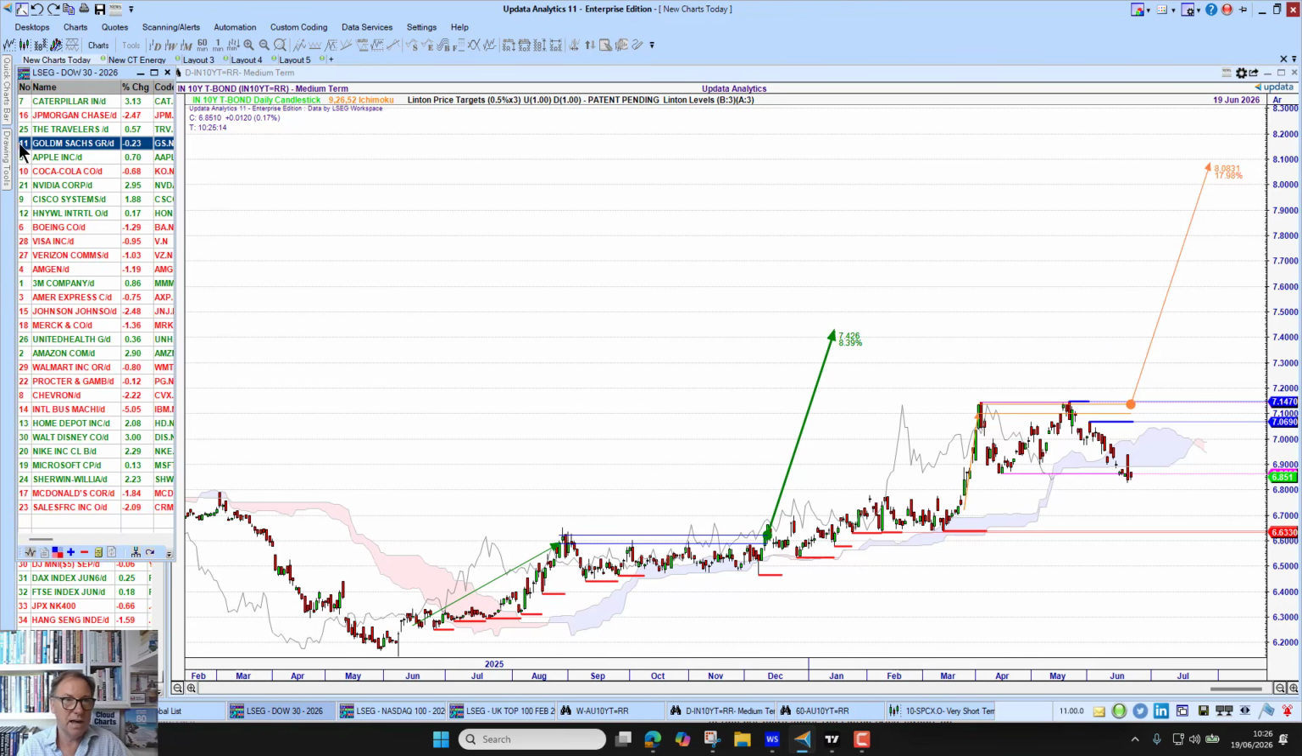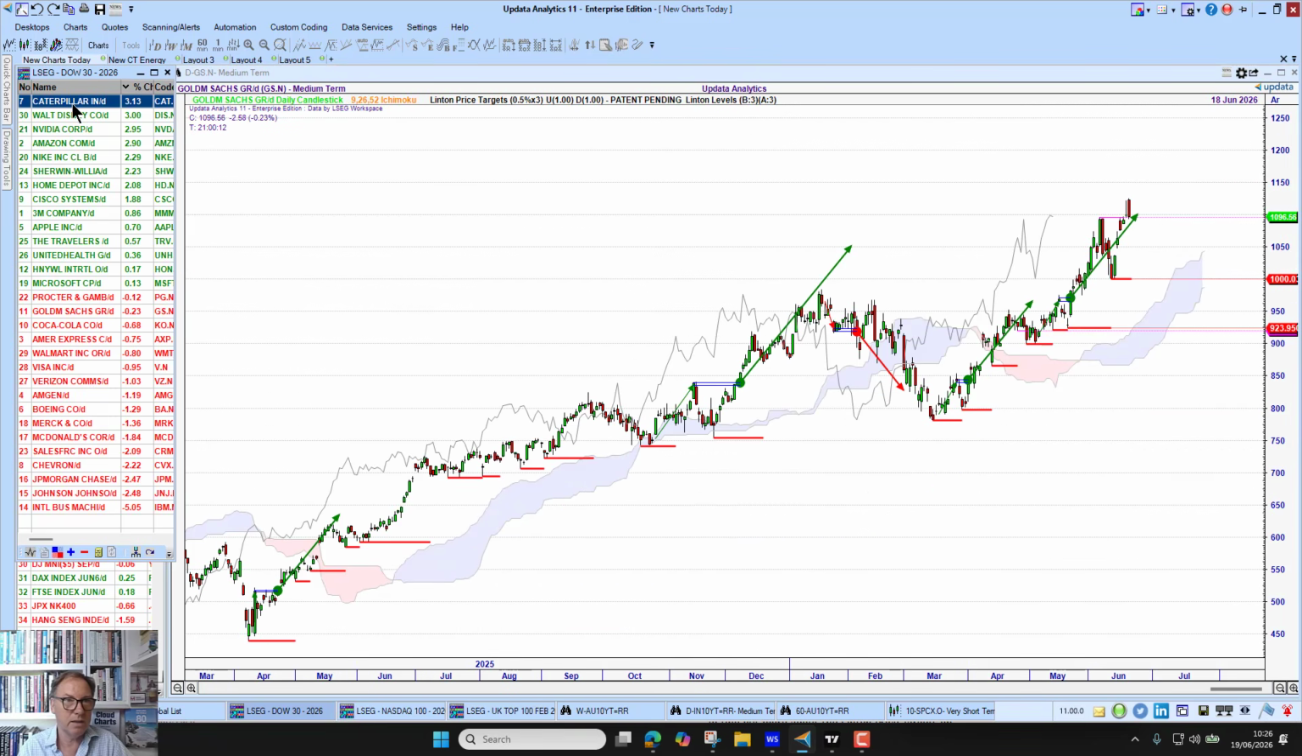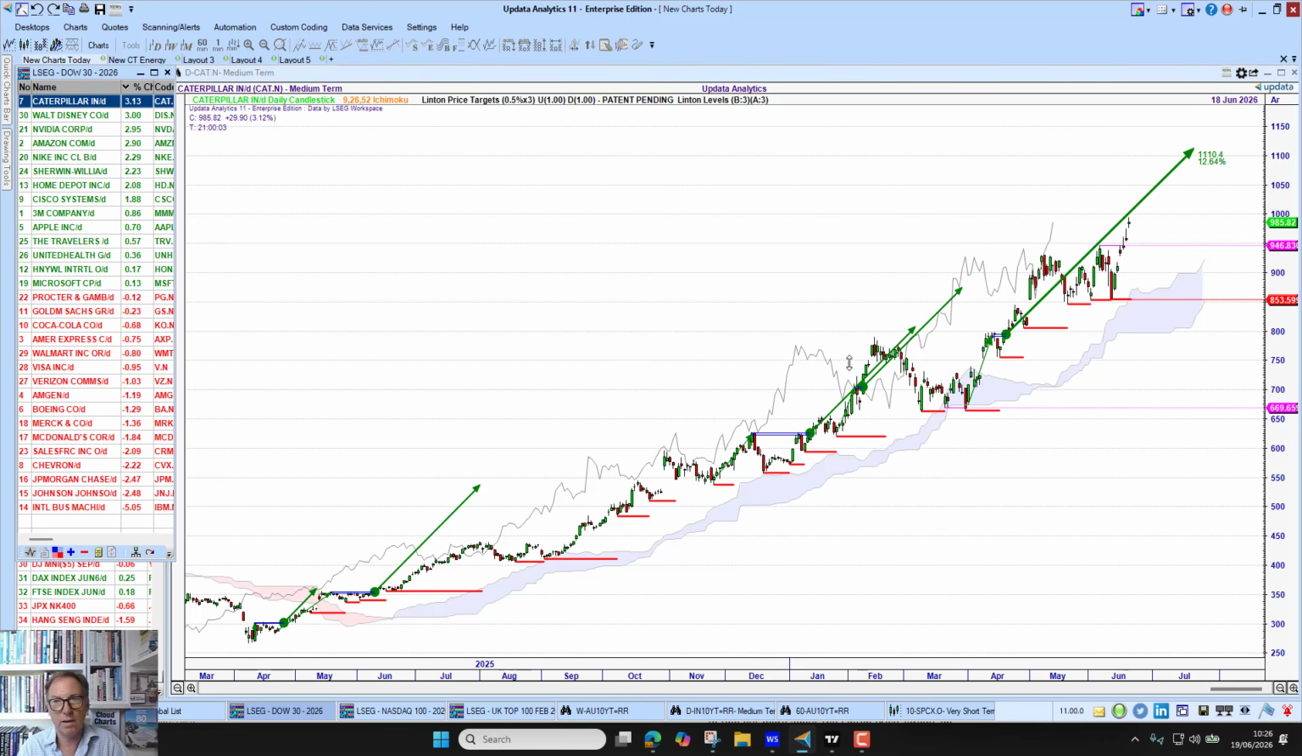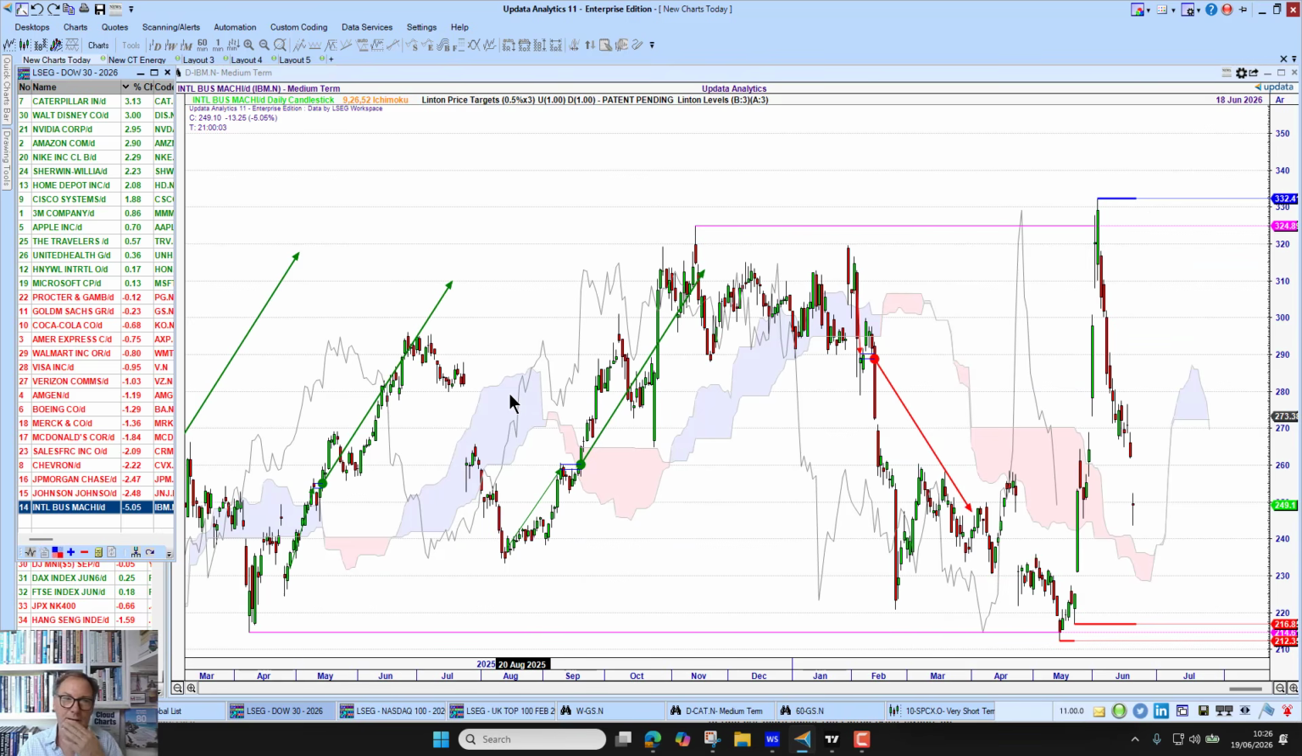Looking at the Dow last night, the strength was in Caterpillar. They were the strongest performer. What a great chart. We've got an upside target. The poorest performer was IBM, so that's quite key.